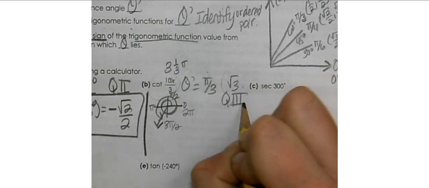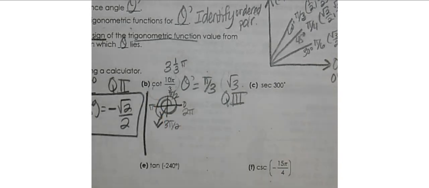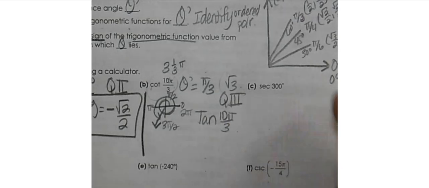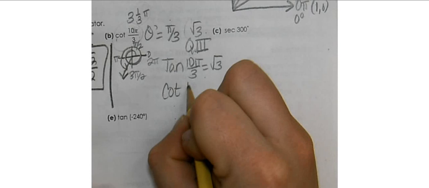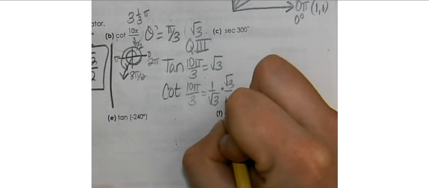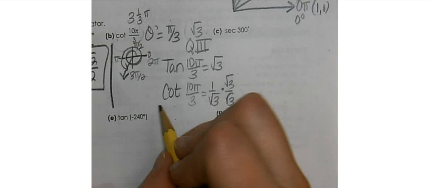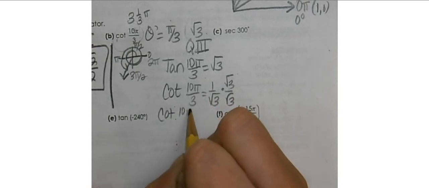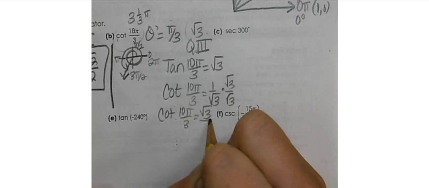This is cotangent, which means it's related to tangent. And I know that the tangent of 10 pi over 3 in quadrant 3 is going to be positive, because in quadrant 3, tangent is positive. So the tangent of 10 pi over 3 is equal to the square root of 3. And I know that cotangent has to be the reciprocal. So the reciprocal is going to be 1 over the square root of 3. I can't have a root in my bottom, so I'm going to rationalize the denominator. And I find that the cotangent of 10 pi over 3 is equal to the square root of 3 over 3. And that is my answer.